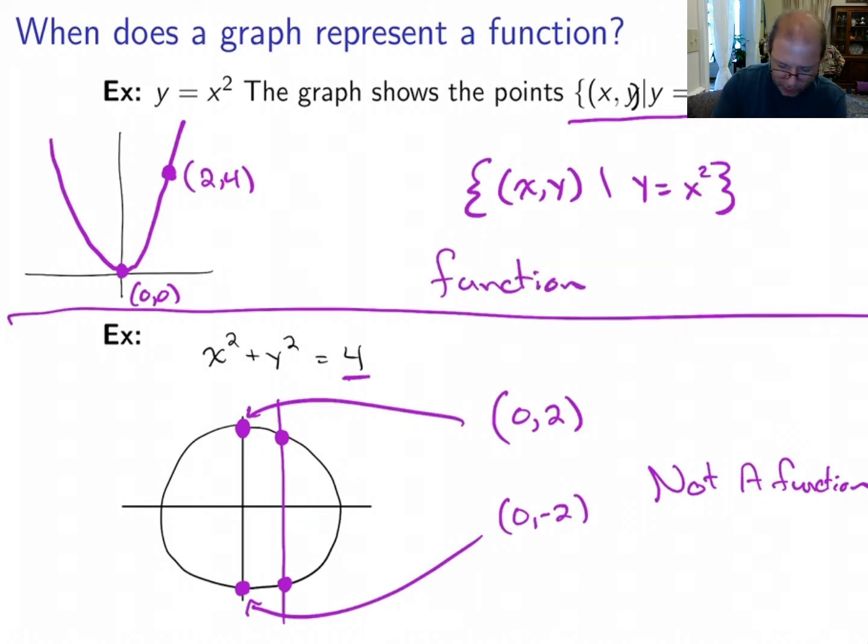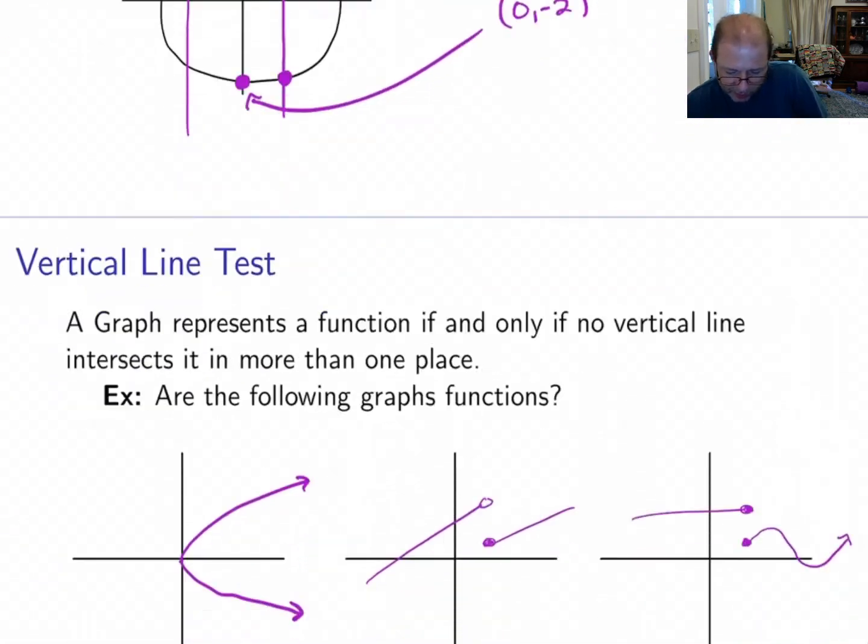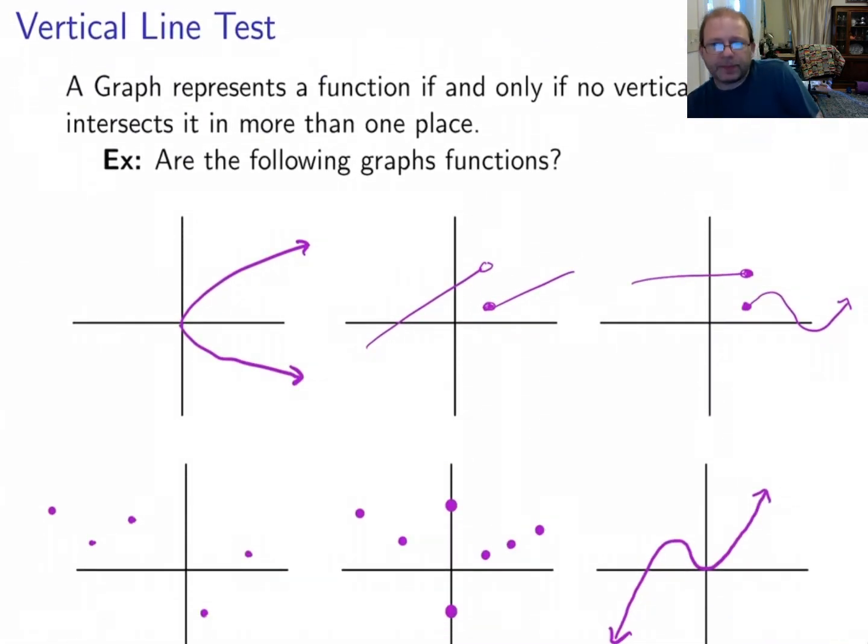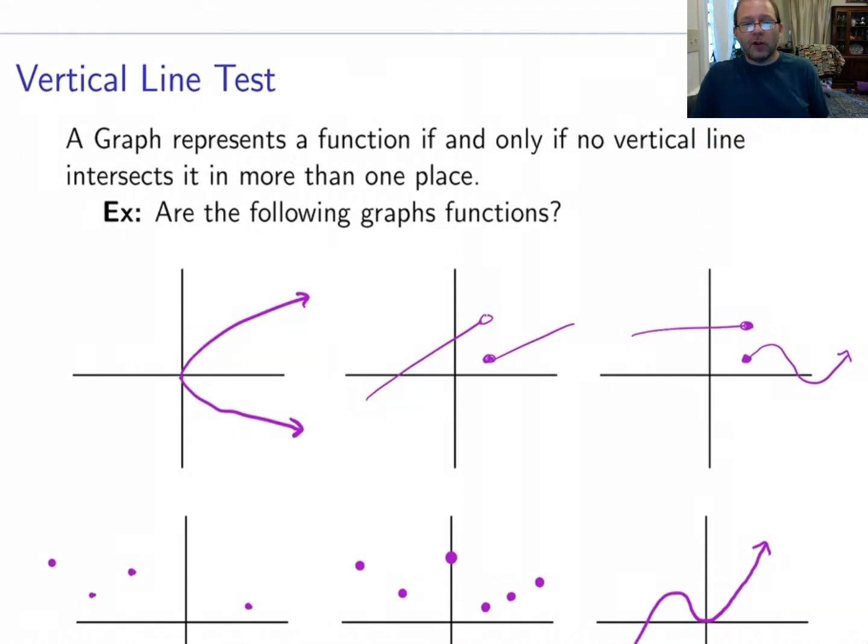And notice anywhere we draw a vertical line in, where it touches in more than one place, that's enough to tell us that it's not a function. So that's how we get the vertical line test. The vertical line test says that a graph represents a function if and only if no vertical line intersects it in more than one place.